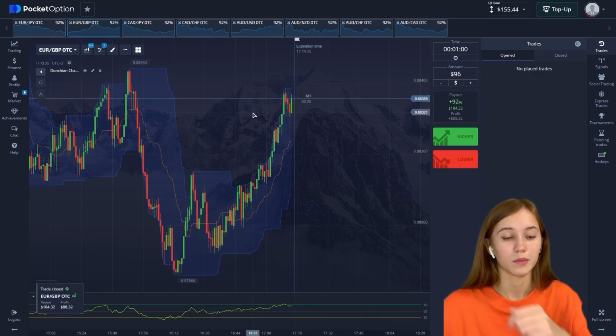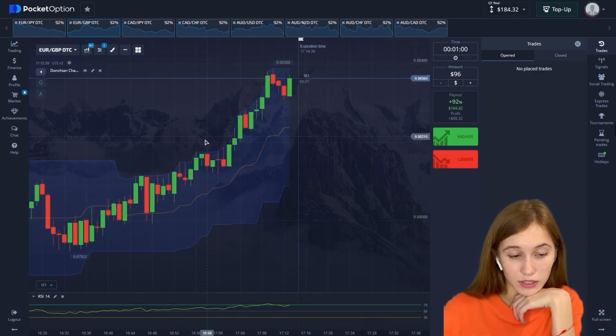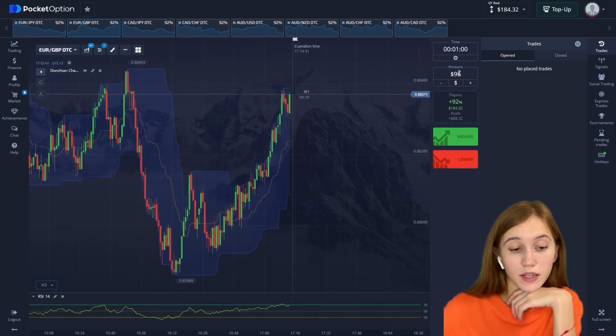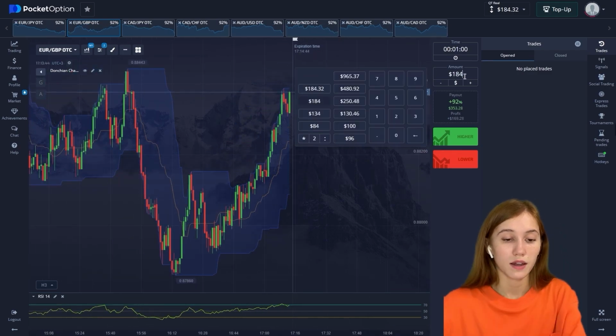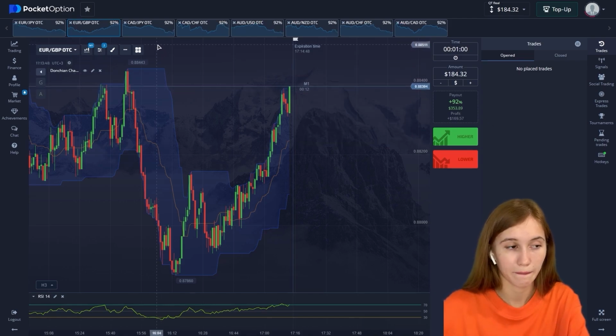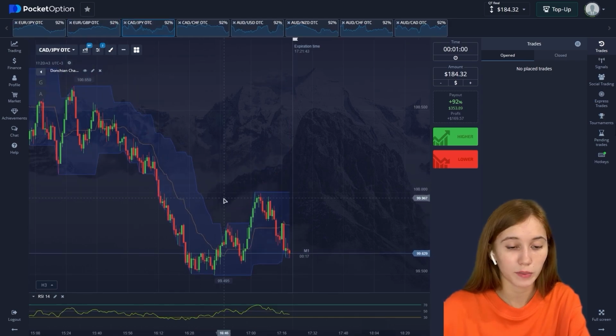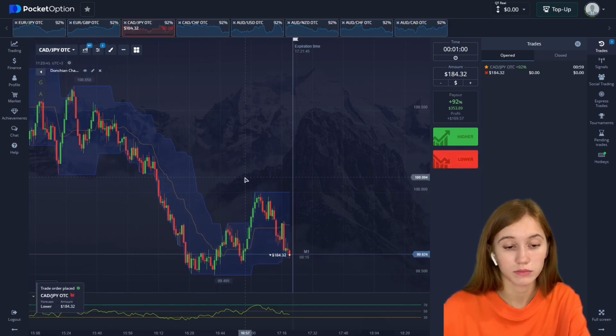Yeah. Last deal, as I said, there's a reversal. Let's increase the amount of the next trade to $184. And let's move on to the next concept. Here we are. Let's open a down deal.